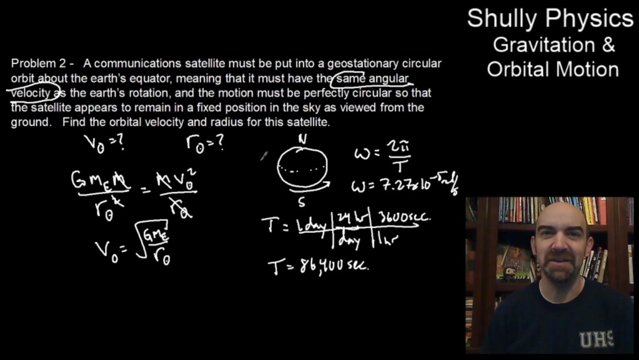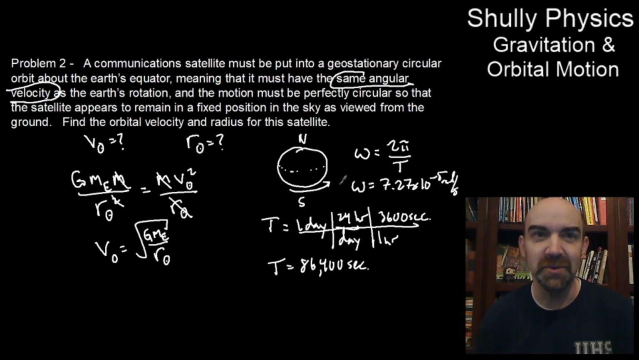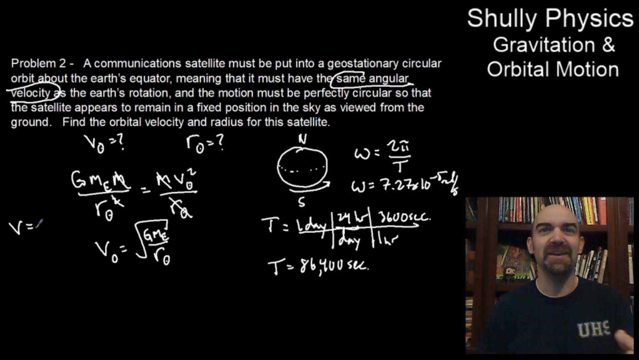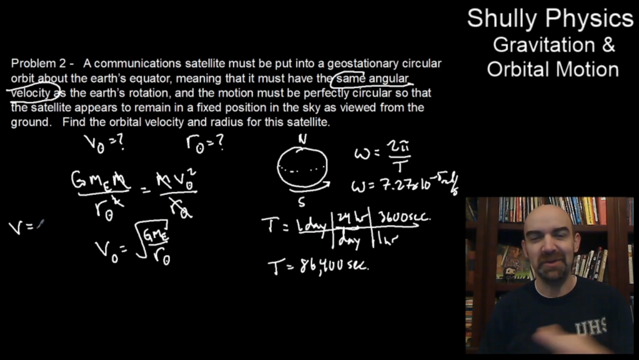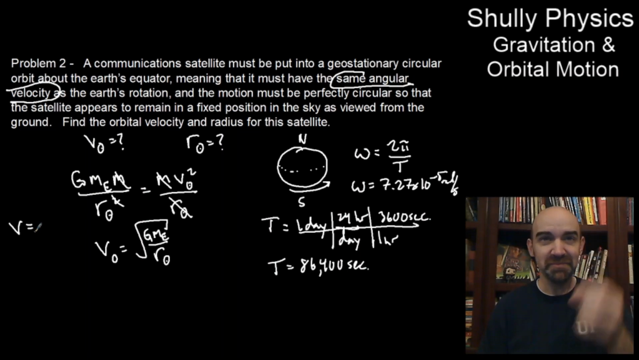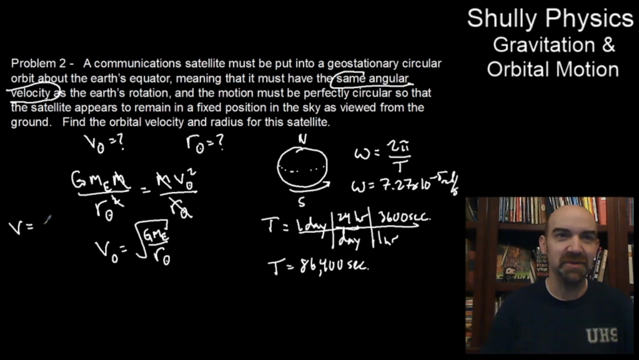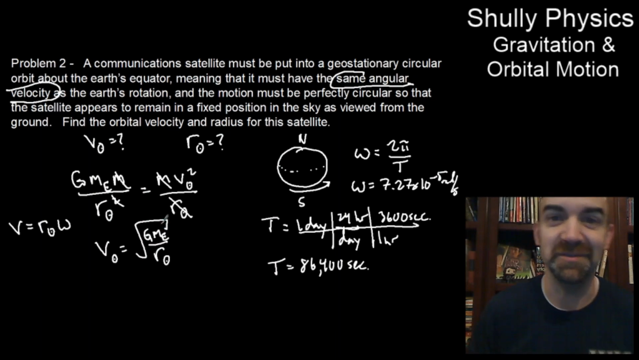So what's that mean? What does omega relate to? Omega relates to the tangential velocity of the outer edge of the Earth. Or in this case, it's not just the Earth rotating; it's the satellite that's moving around in this circular path. So V equals R orbital times omega. And we have what V orbital is now. It's not a V naught, it's a V orbital.